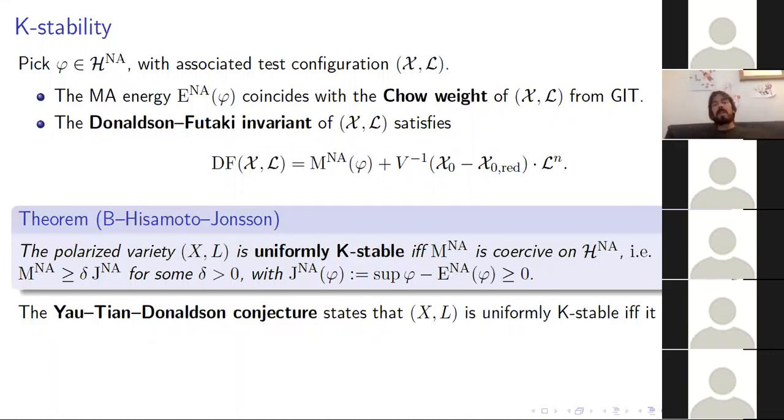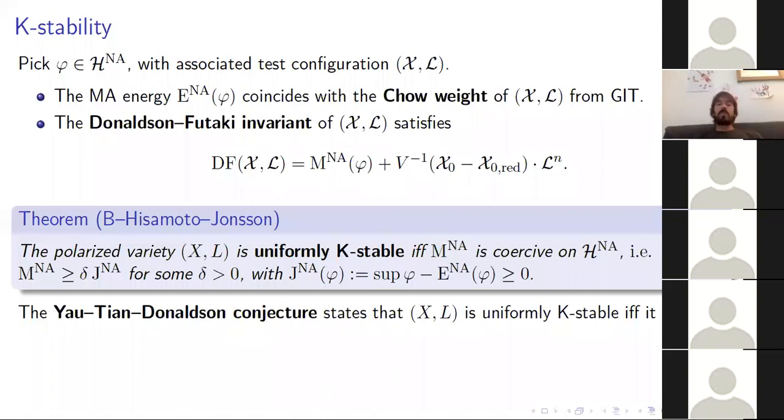So we have a version of JNA which is non-negative. It plays the role, again, of a norm on HNA. And here, the coercivity condition does not involve an additive constant because there is a certain scaling action of the positive real numbers on the whole picture that kills any additive constant automatically. But so you see that the existence of a cscK metric was equivalent before by Chen and Cheng to the coercivity of M on script H. And here, uniform K-stability is equivalent to the coercivity of MNA on HNA.